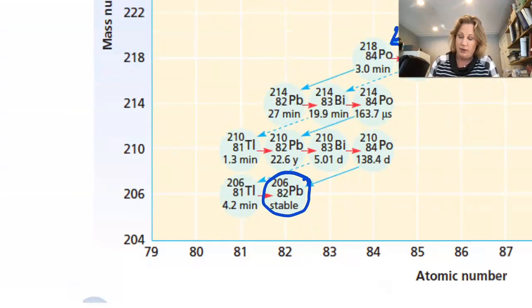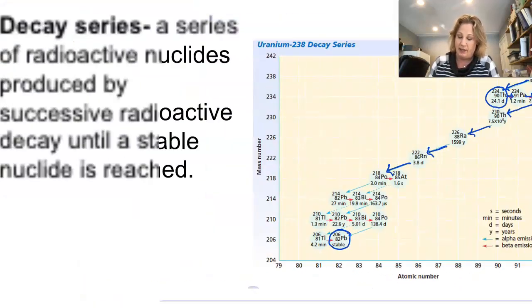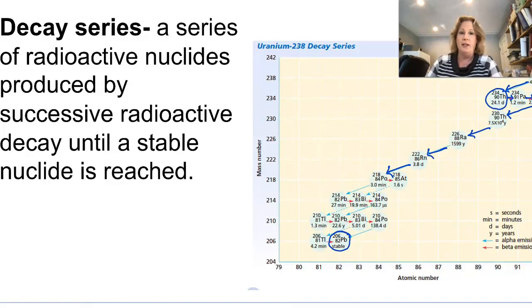You wouldn't have to be able to write one of these, but just appreciate that once something decays and it takes a certain amount of time for half of it to decay, it forms a new daughter isotope that itself could be radioactive, and then it would undergo another decay. And that's all I have.